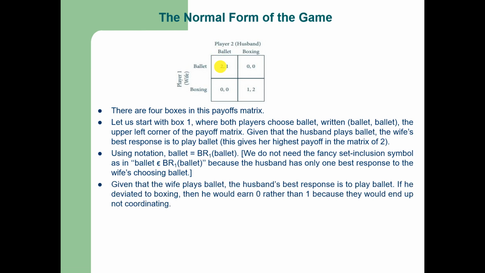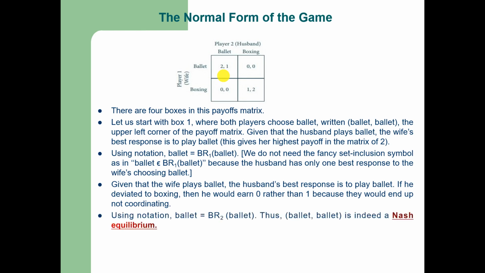Given that the wife plays ballet, the husband's best response is to play the ballet as well. If he deviated to boxing, then he would earn 0 rather than 1, because they would end up not coordinating. In that way, they would not meet each other for the night. Using notation, ballet equals the best response of player 2, given that the wife chooses the ballet. Thus ballet, ballet is indeed a Nash equilibrium in this case.